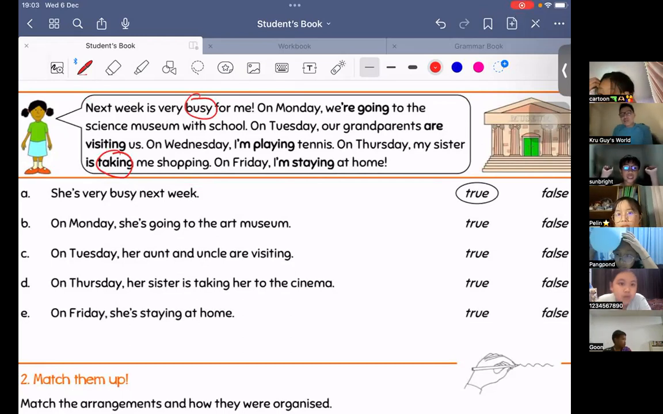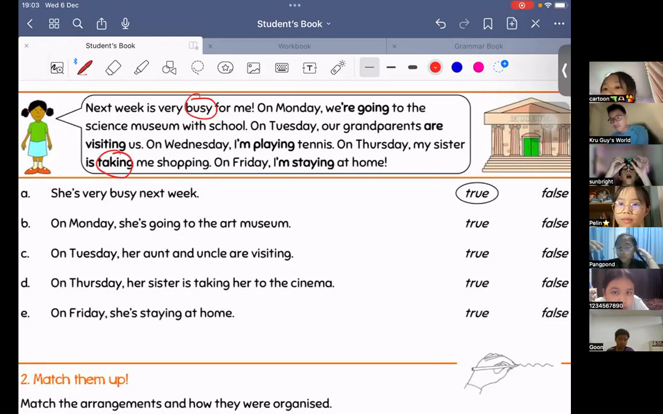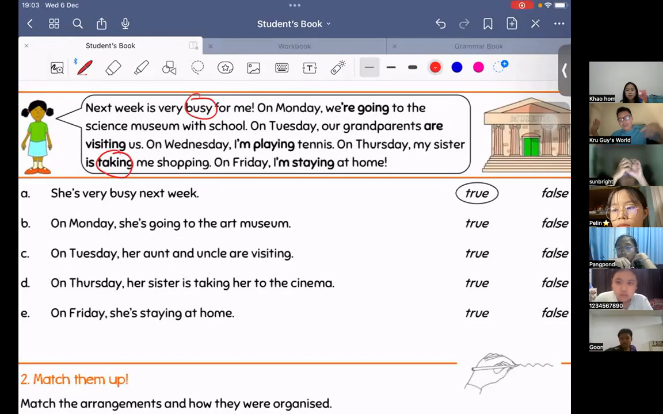What does busy mean? Can anyone tell me what busy means in Thai, please? I don't have time, so I'm busy right now. I'm teaching. What does it mean? Okay. Like you do not have free time, so you cannot go anywhere. You have to do something like doing your work, whatever.